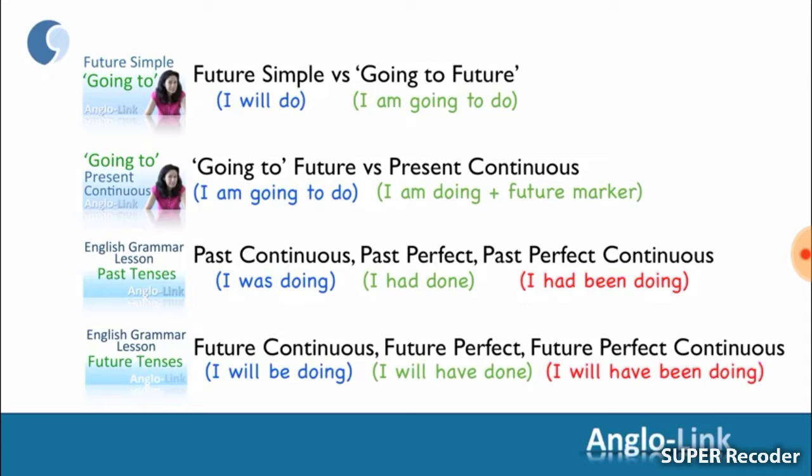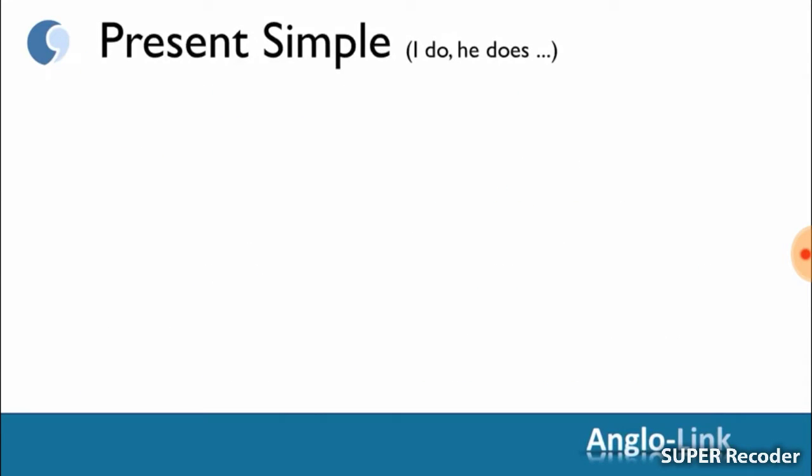So, let's start our revision by looking at present simple. I do, he does, etc. As you will remember, the present simple tense indicates a fact, a habit, or a regular action.